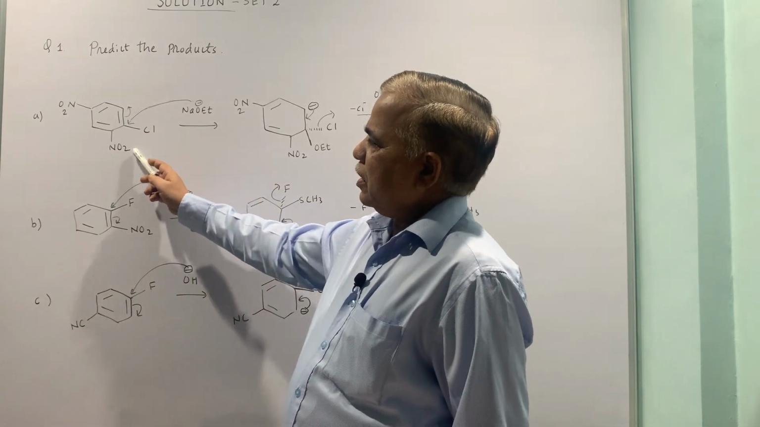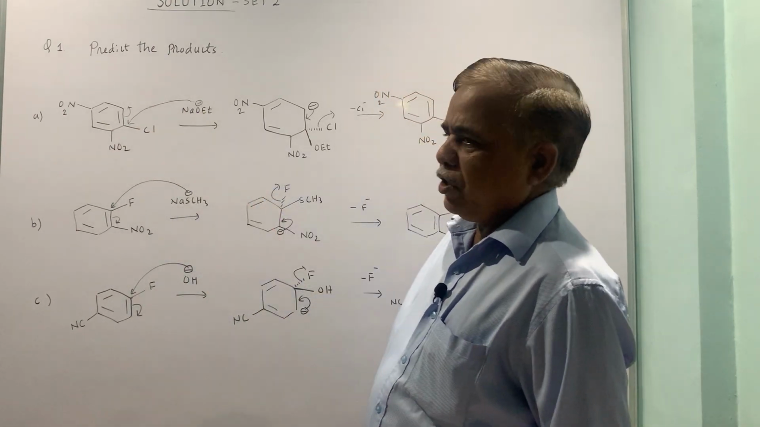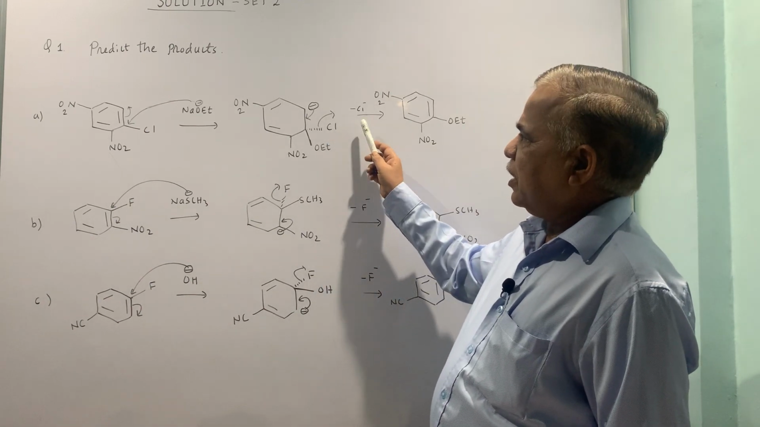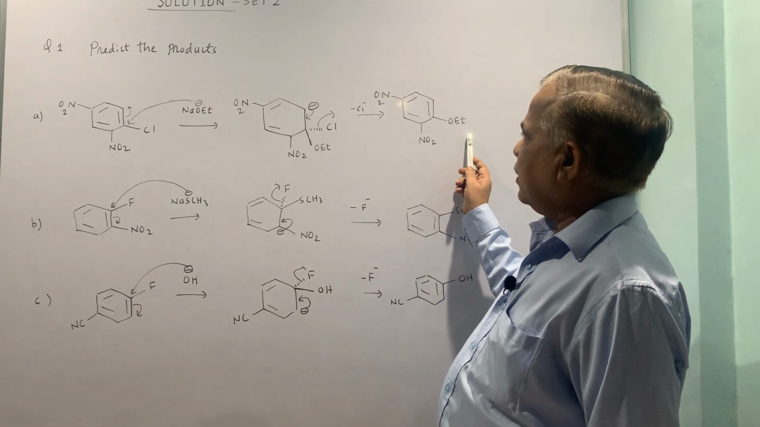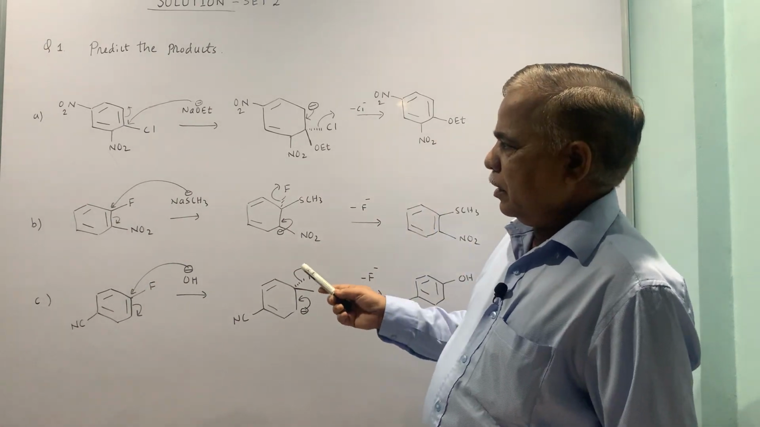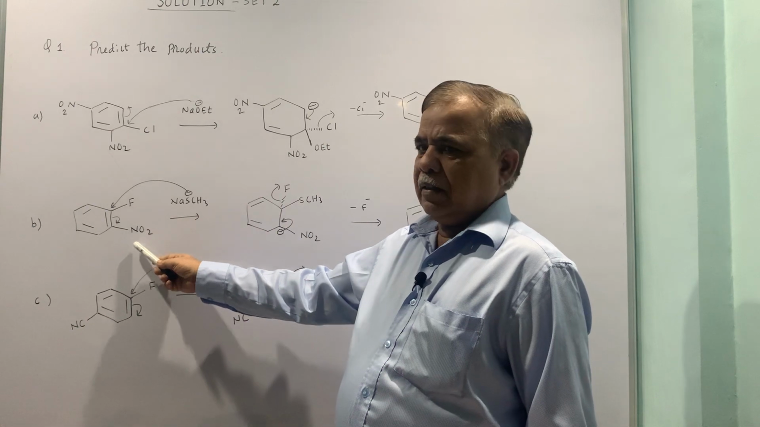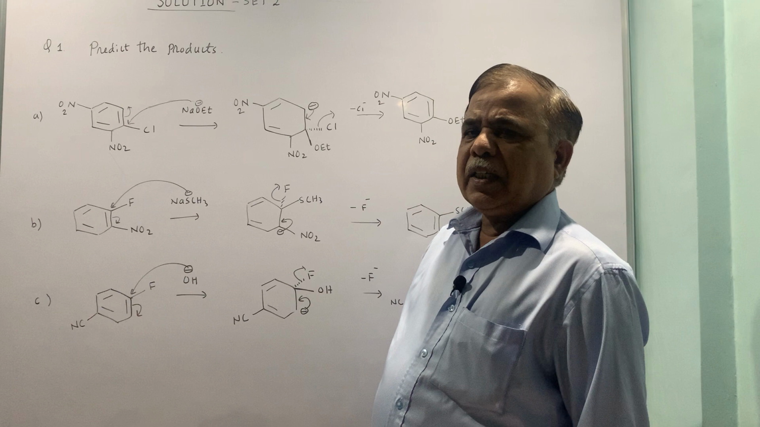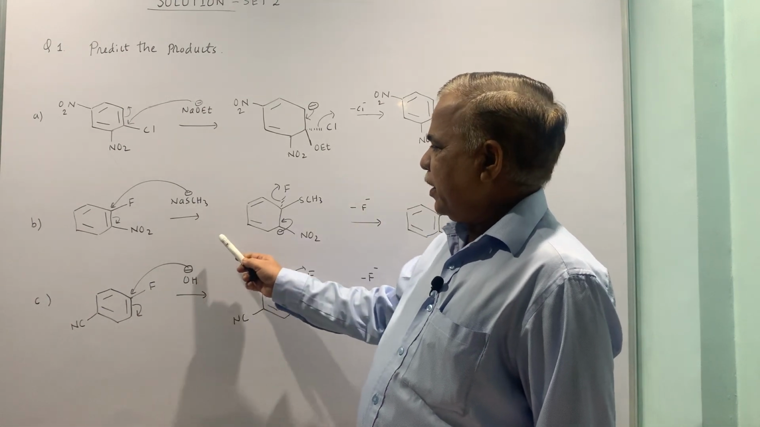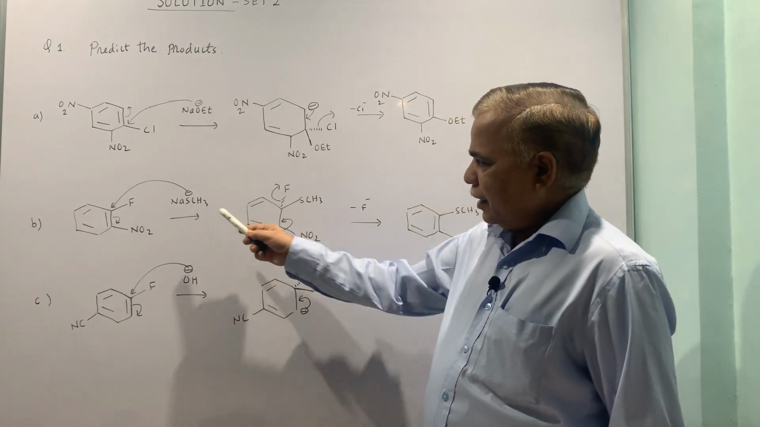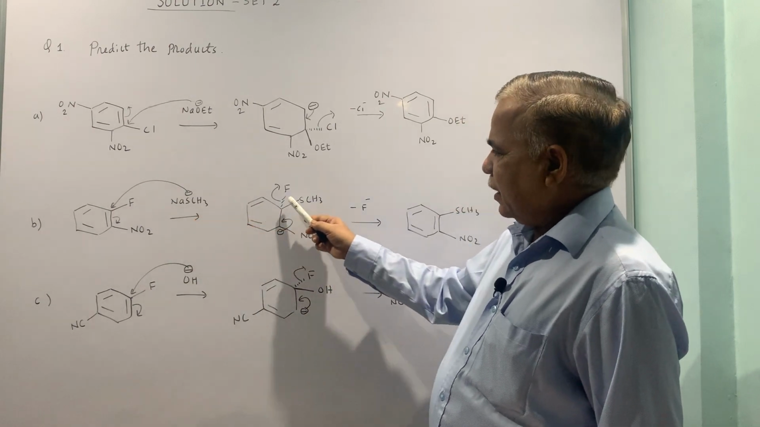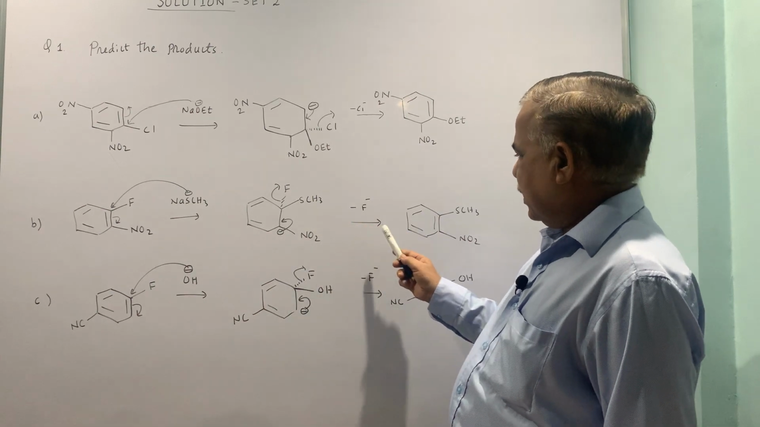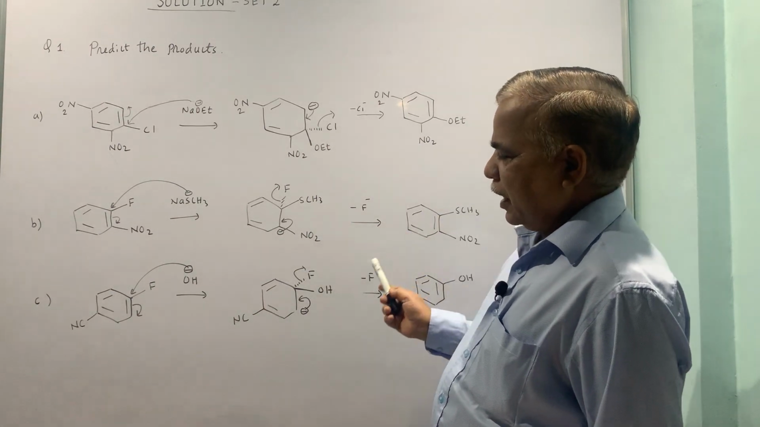First one is this dinitrochlorobenzene treated with sodium ethoxide, and this is the intermediate which later on loses Cl minus and you get the ether. Second is this fluoronitrobenzene treated with methanethiol, the sodium salt of it, and again it is ipso attack and loss of fluoride ion takes place in the second step and you get the thioether.